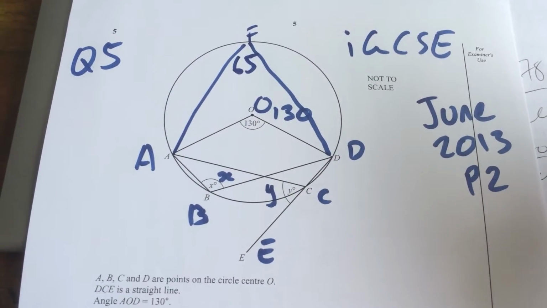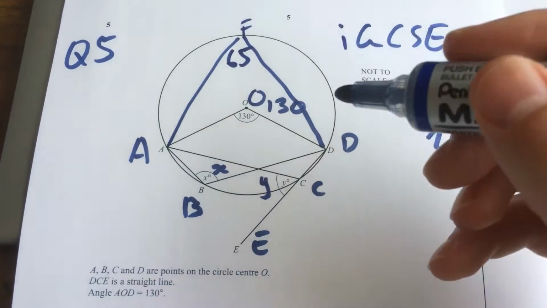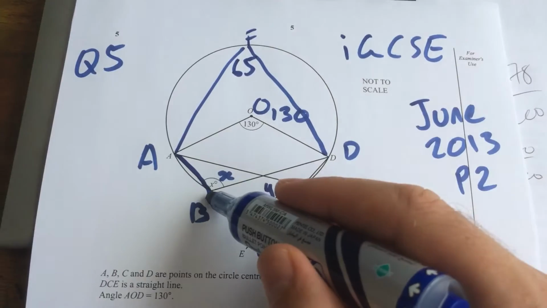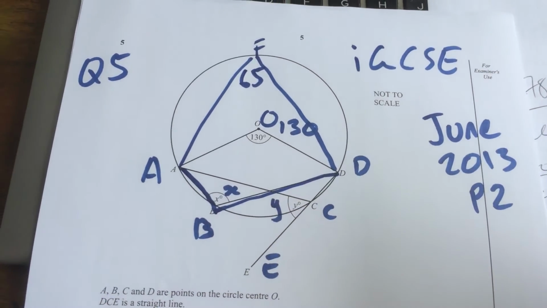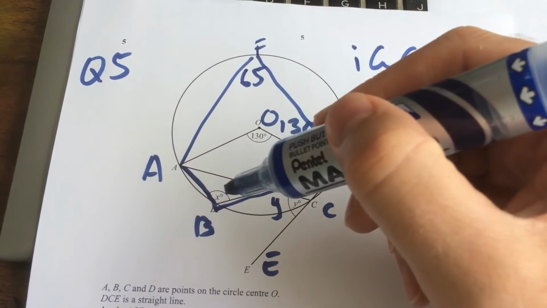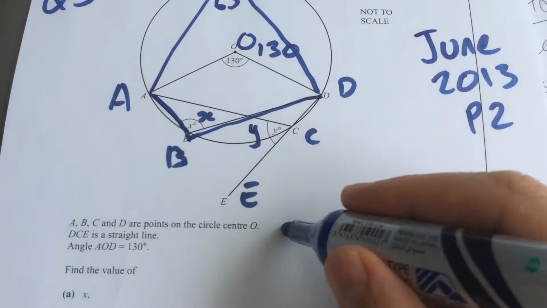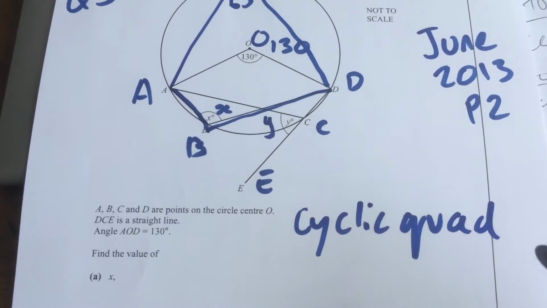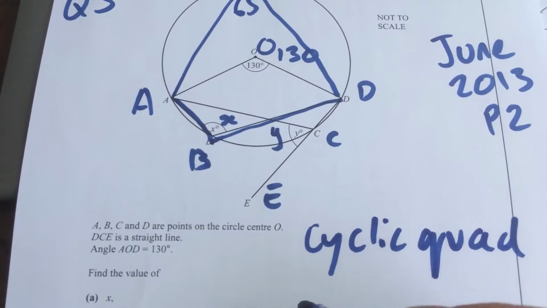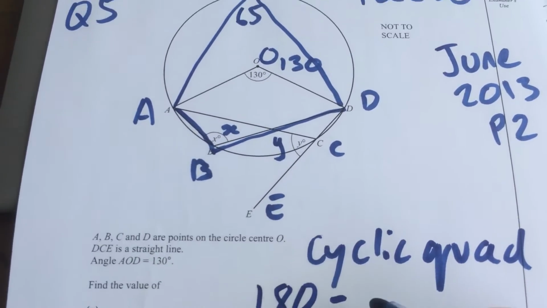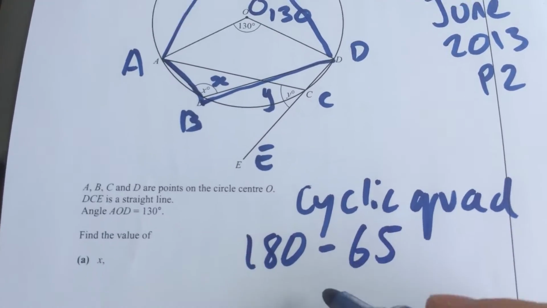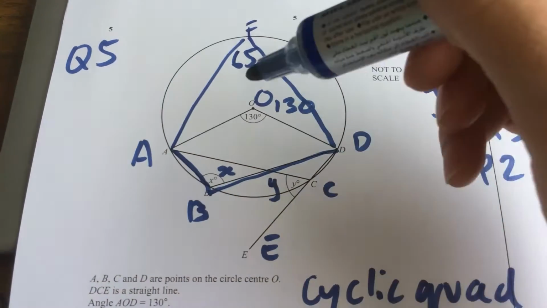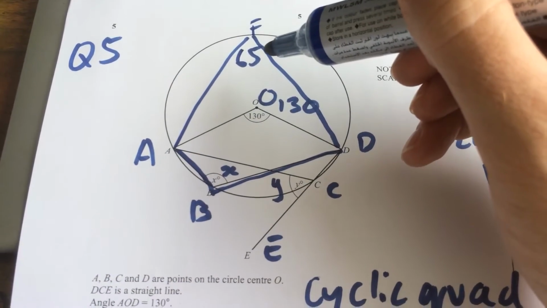Then I can use one of my other circle theorems about cyclic quads, so that AFDB, if I connect those and those, I've got a cyclic quad there, and 65 and X must add up to 180. So I've used cyclic quads, so I get X to be 115, 180 minus that 65. So X is 115.